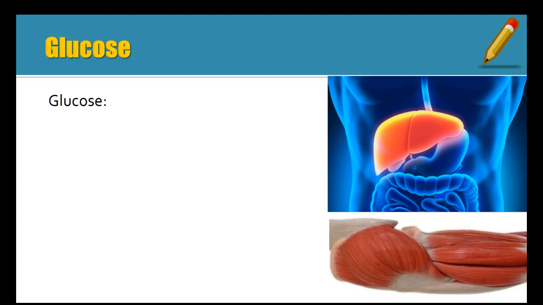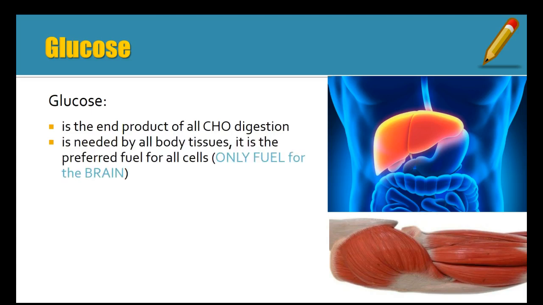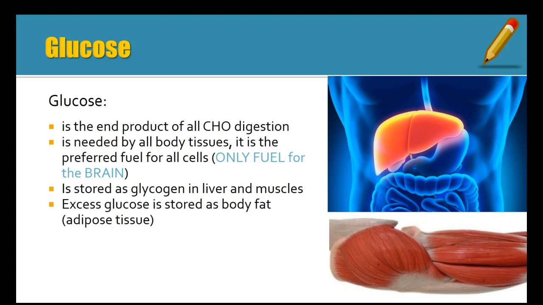So we talked about glucose before as being the end product of carbohydrate digestion. Glucose is really important because it's needed by all body tissues and is the preferred fuel for all cells. You can have protein and fat as other fuels, but glucose is the preferred fuel, and it's the only fuel for the brain as well. Excess glucose will be stored as glycogen in the liver and the muscles and can be broken down if there isn't enough glucose available in the bloodstream. It can also be stored as excess body fat.